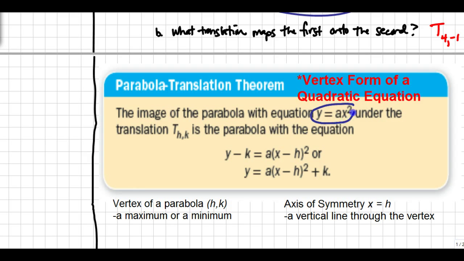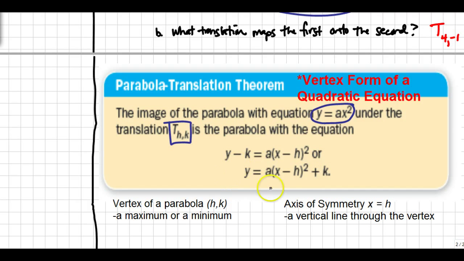Here's your original parent function, ax squared, and if you apply the translation to it, again you apply it in the opposite fashion like we did previously. So we do x minus the h value and y minus the k value, and that's going to turn into our new translated parabola. Keep in mind that if you solve for y so that y is alone, the k moves to the other side.